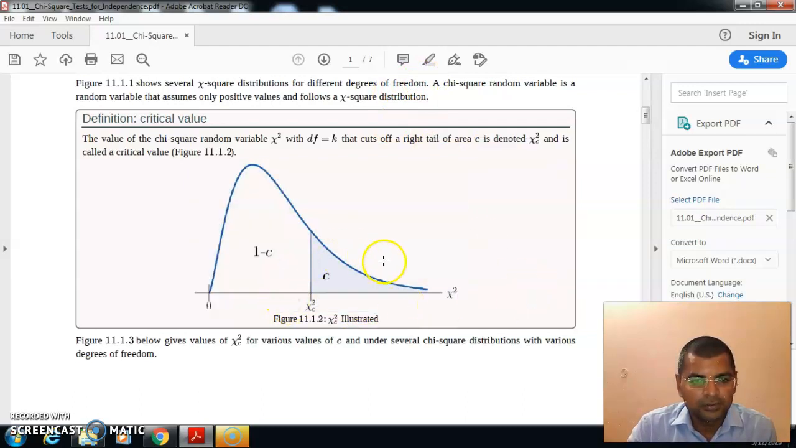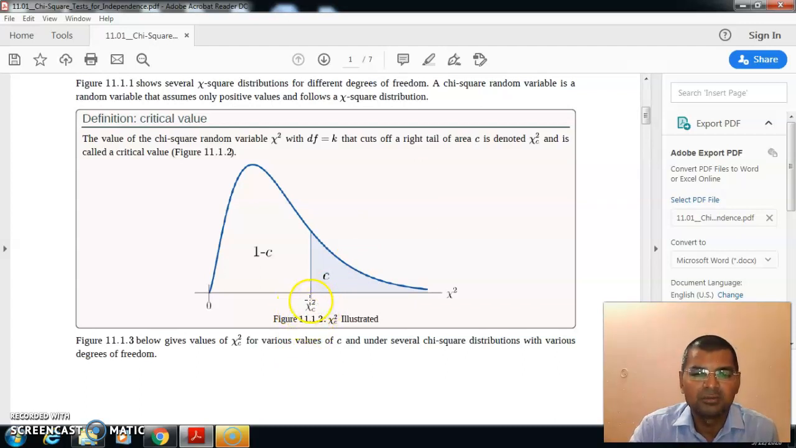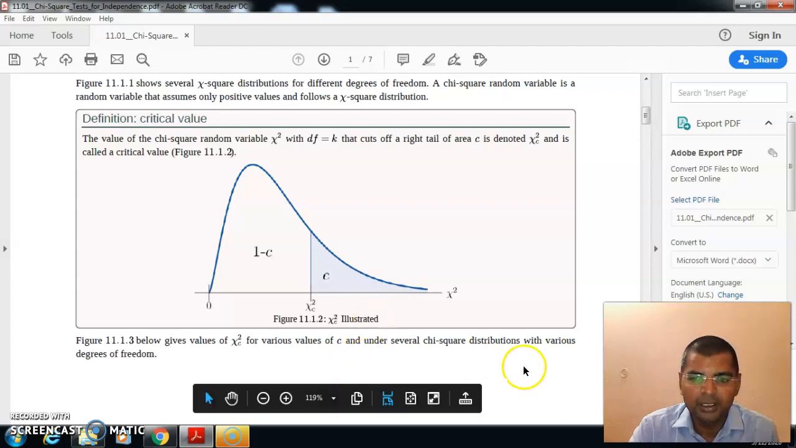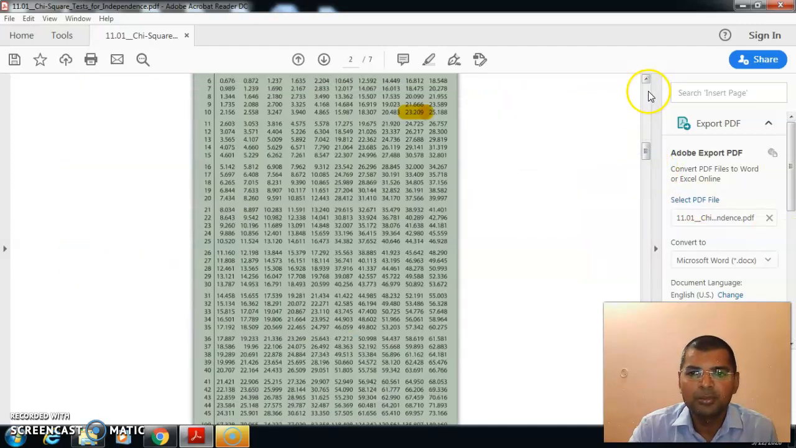right? So same way in chi-square test, we find out critical value and then we calculate our calculated chi-square value and compare with it critical value. If it is less than critical value, we accept the null hypothesis. If it is more than it, we reject the null hypothesis. Right? How we calculate this chi-square critical value? We calculate it from the table.